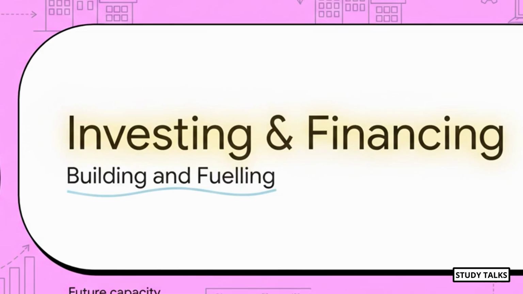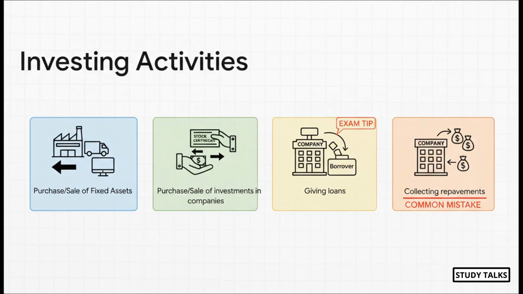These tell the story of how a company is planning for its future and how it's paying for that growth. Investing activities are all about long-term assets. You know, buying or selling property, plant, and equipment? That's the classic example. It also covers buying or selling shares in another company. And here's a crucial point. For a non-financial company, giving out loans and collecting repayments on them is also an investing activity because you're essentially using your cash to make an investment that generates interest.